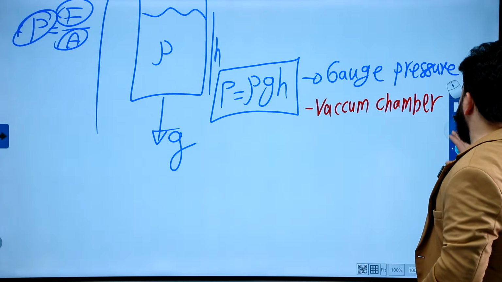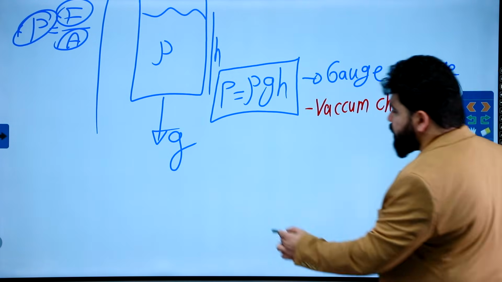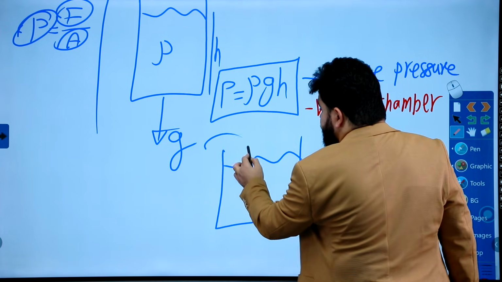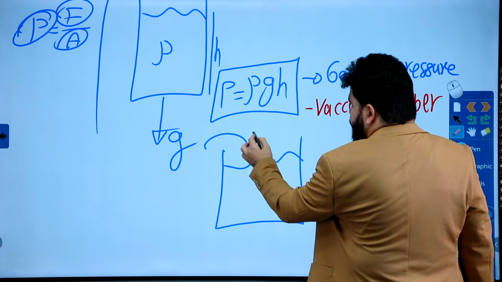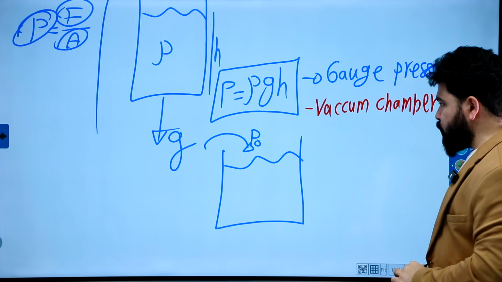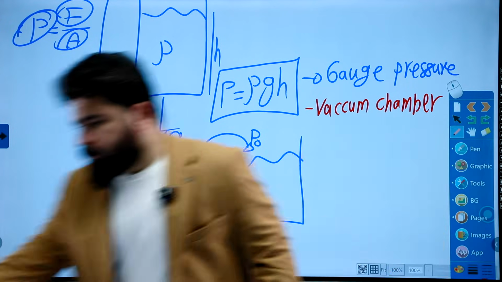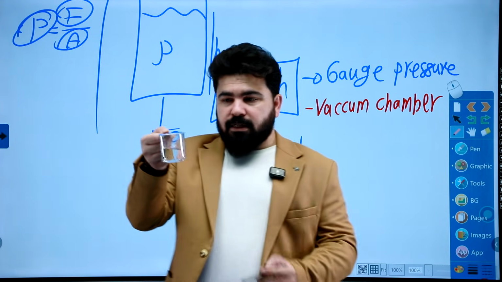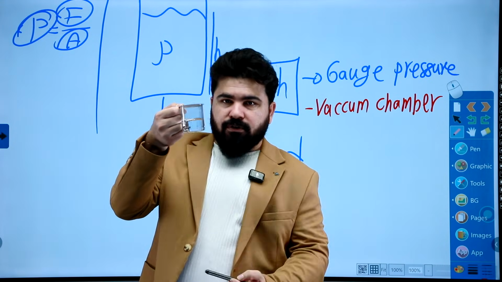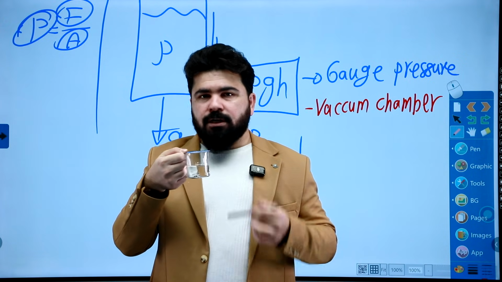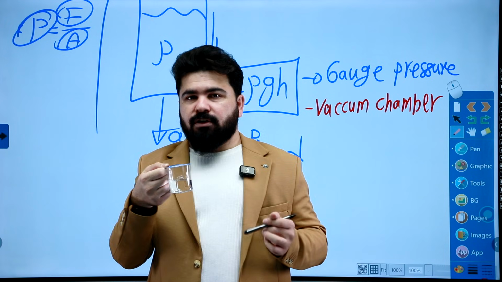Now, if the container is not closed, let's say you have a container like this, something else is applying a pressure on it, which we call P naught, which is atmospheric pressure. So if you have a closed container like this, you have height, you have gravity, and you have density of the fluid too. I call this gauge pressure. Gauge pressure is equal to rho gravity H.